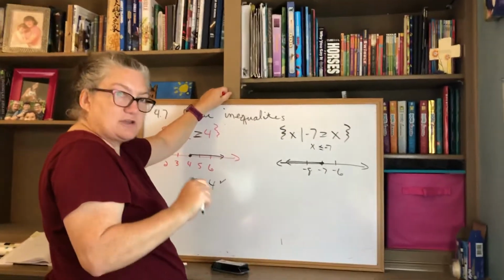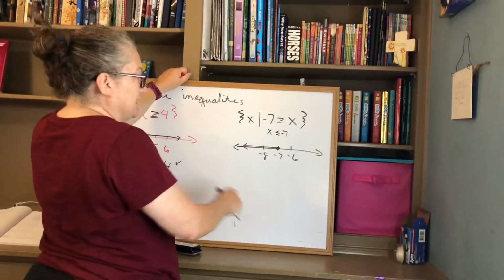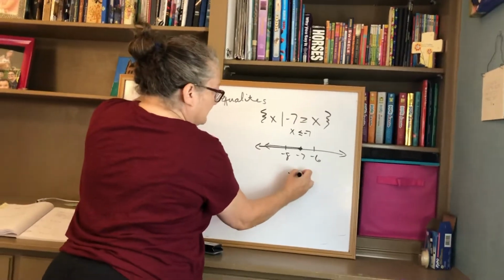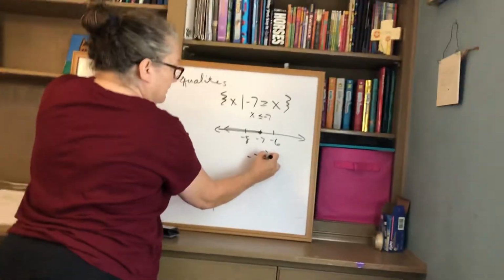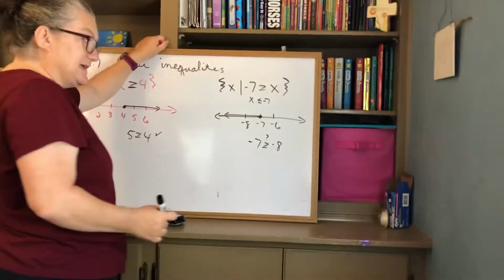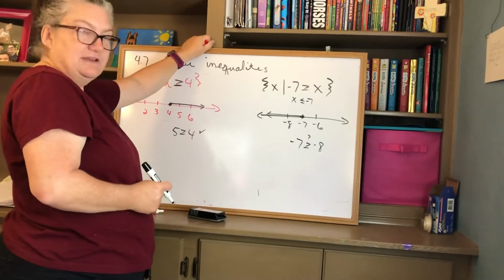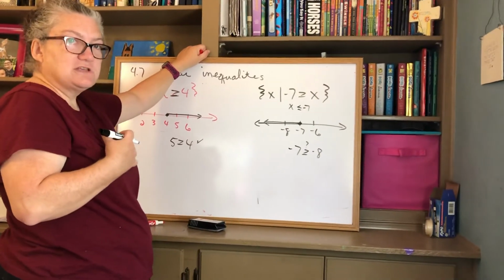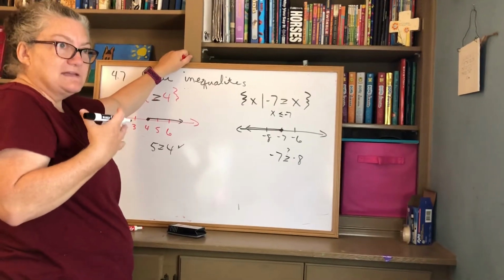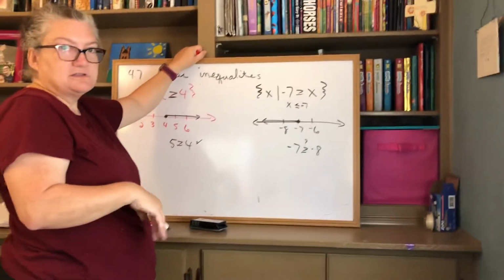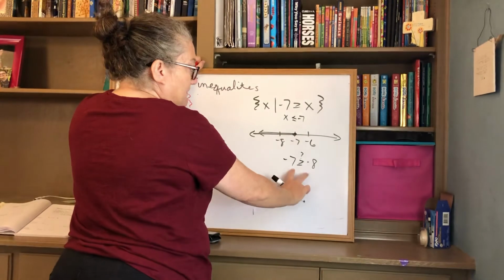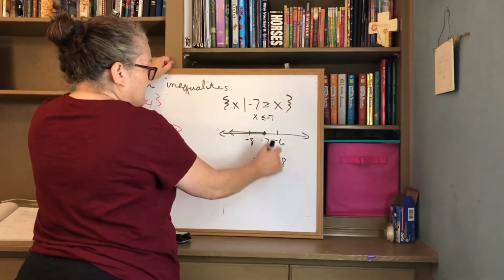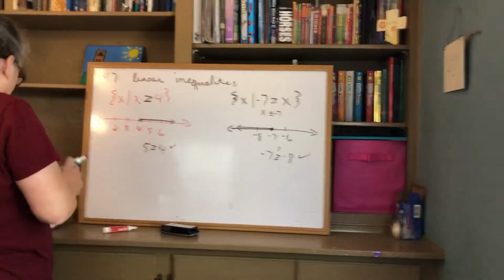Always double check. Do not just go with that and say that's it. Put in a -8. Is -7 greater than or equal to -8? Is that a true statement? Yes, -7 is larger than -8. If I owed somebody only $7, that's owing them less than if I owed them $8. So that means that -7 is more than -8. So we got that, and that's checked out.